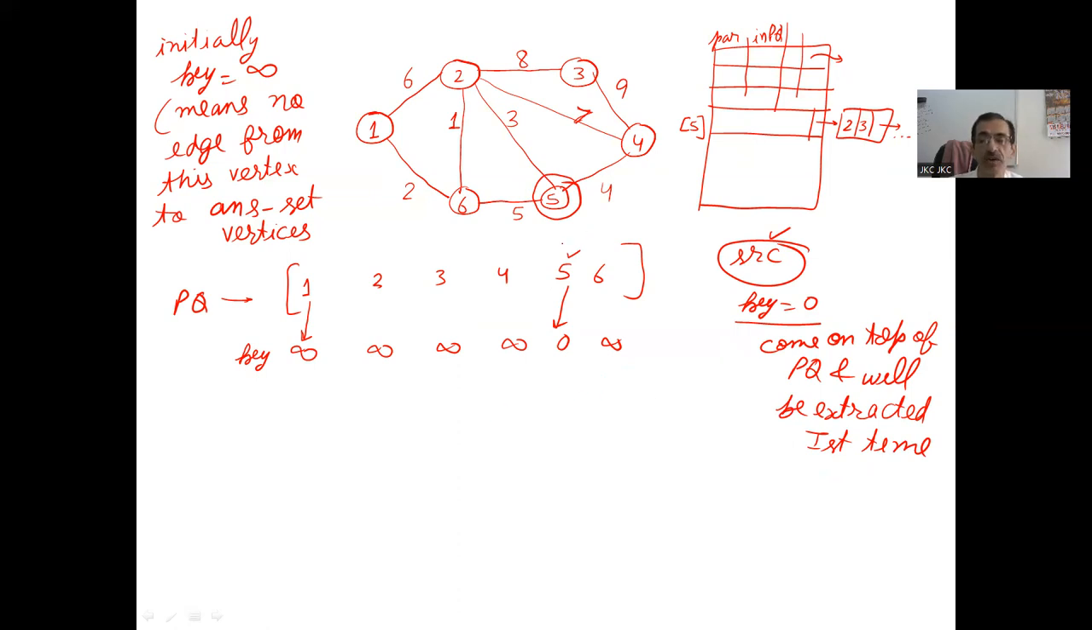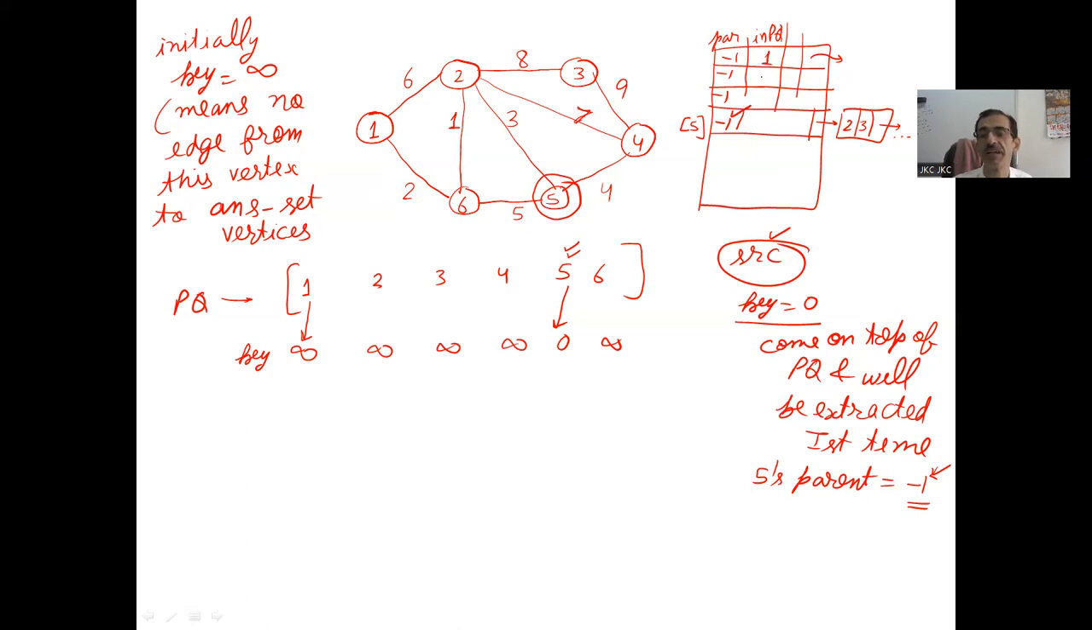Having said that, good enough. Then I have to also see 5's parent. 5 is being covered via no one, so I will say 5's parent will remain -1. Everybody will initially have -1, and whenever somebody is reached via a certain vertex, the parent will be updated. So 5's parent will be initialized to -1, and it will guaranteedly remain -1.